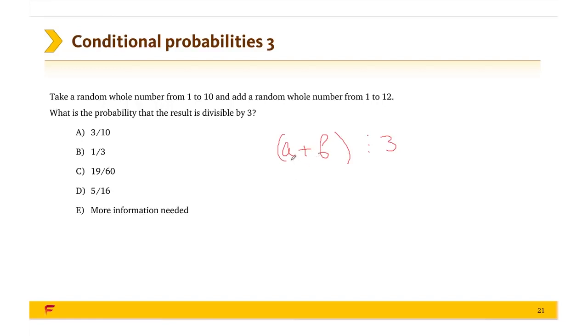So for example, if A divided by 3 gives a residual of 2 and B divided by 3 gives a residual of 1, the sum will be divisible by 3. I'll give an example. 5 plus 7. So 5 gives a residual of 2 when divided by 3, and 7 gives a residual of 1 when divided by 3. The sum is 12 and it's divisible by 3.